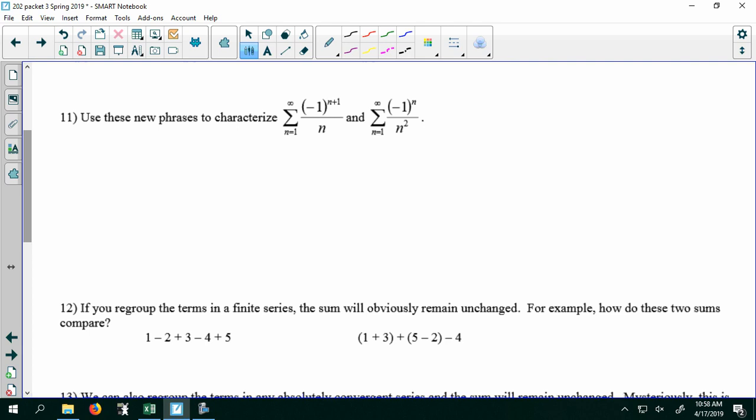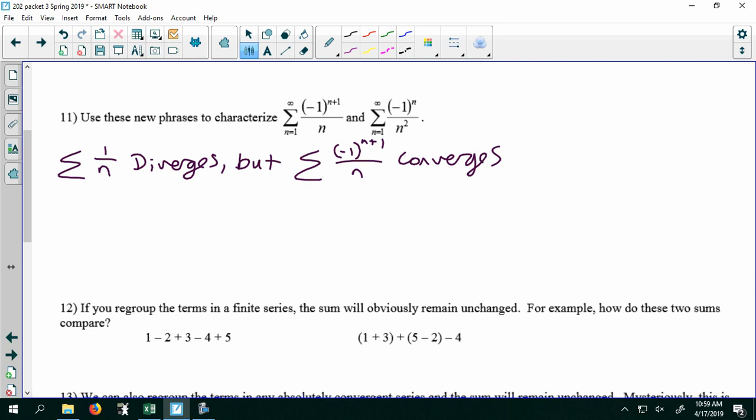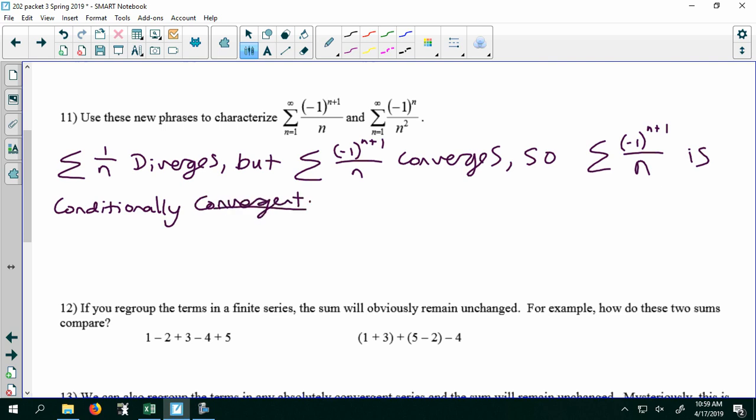So to write this all out really explicitly, the sum of 1 over n diverges, but the alternating version of the harmonic series, negative 1 to the n plus 1 over n, converges. So we call this alternating version, the sum of negative 1 to the n plus 1 over n, conditionally convergent. It converges, but its absolute value does not. So we call that conditionally convergent.